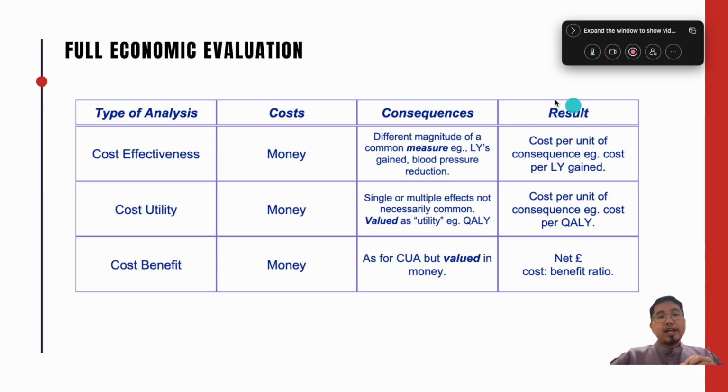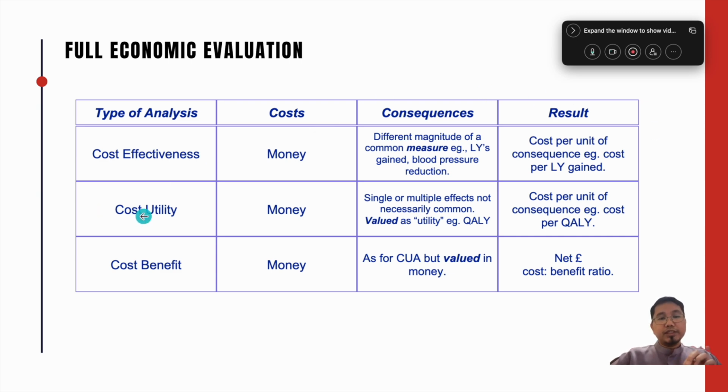So basically, if you look at this table, for all the full economic evaluations the cost is a similar term, in which we look at the monetary term, but the difference is actually in the consequences, the health outcome. For cost effectiveness, we look at a common measure or natural unit like HbA1c reduction, blood pressure reduction, or life years gained, and the result is the cost per unit of consequence, for example here cost per life year gained.